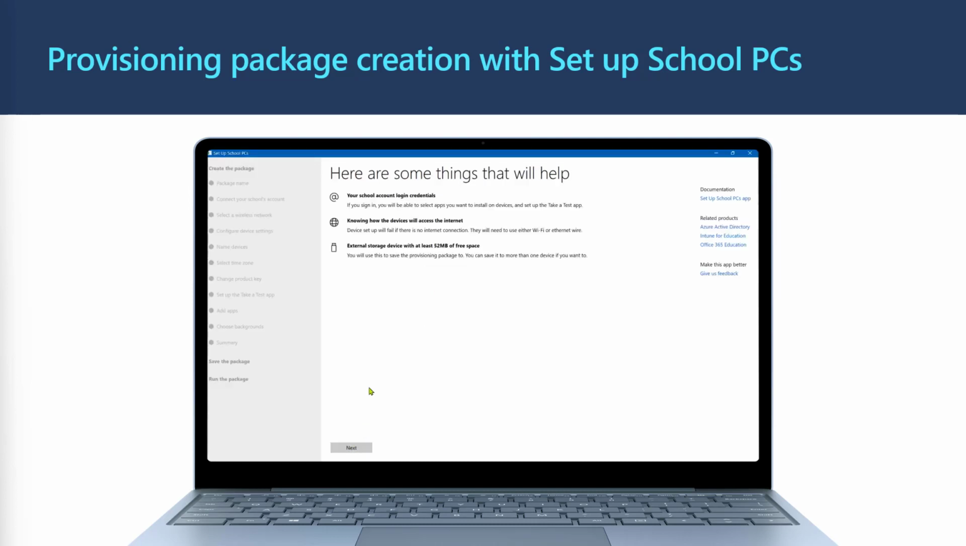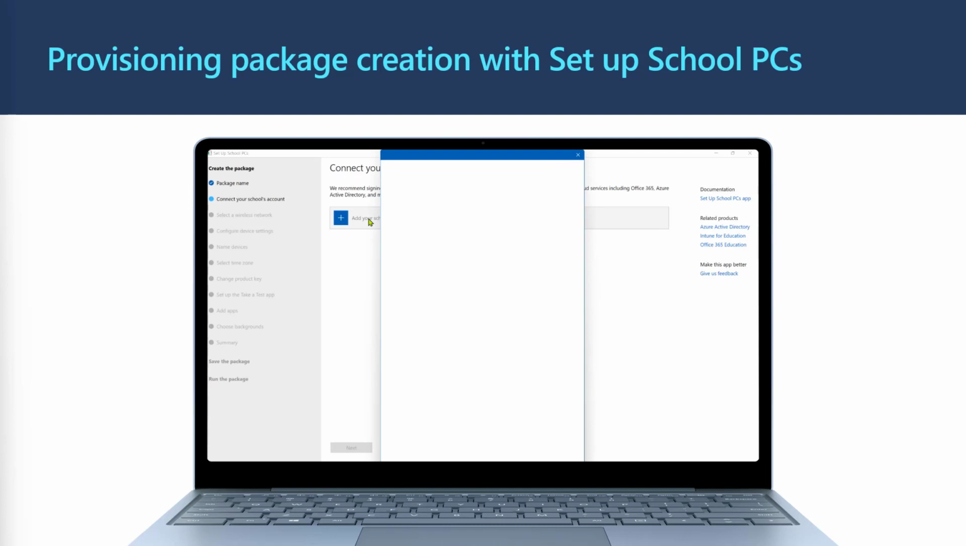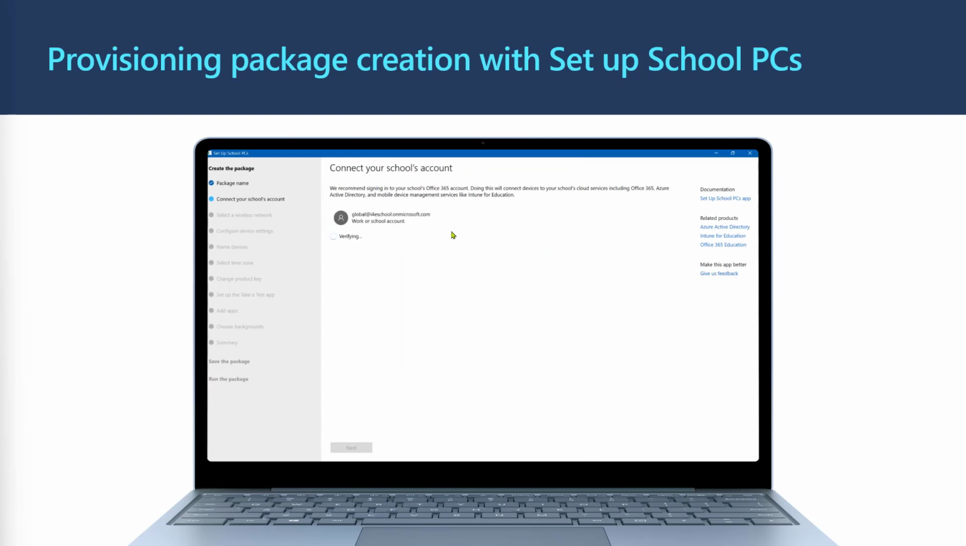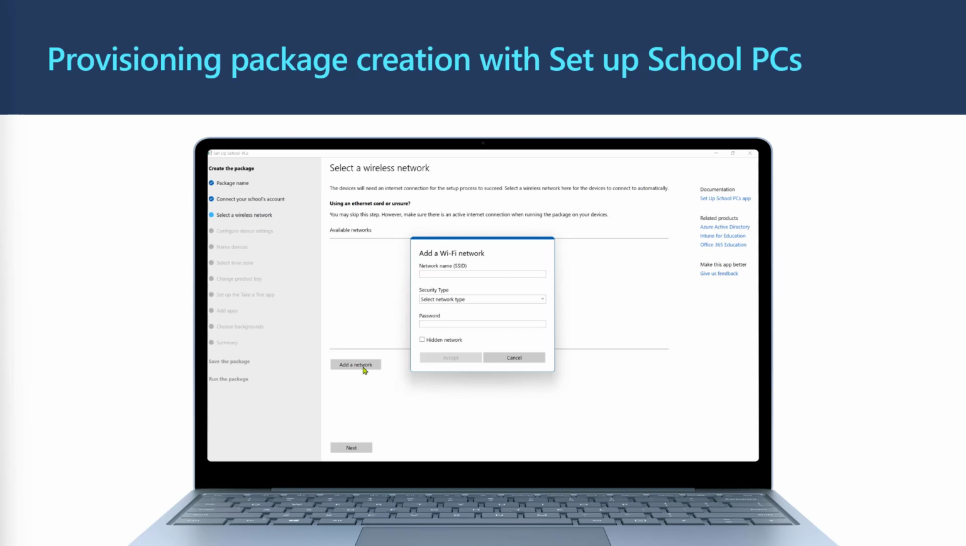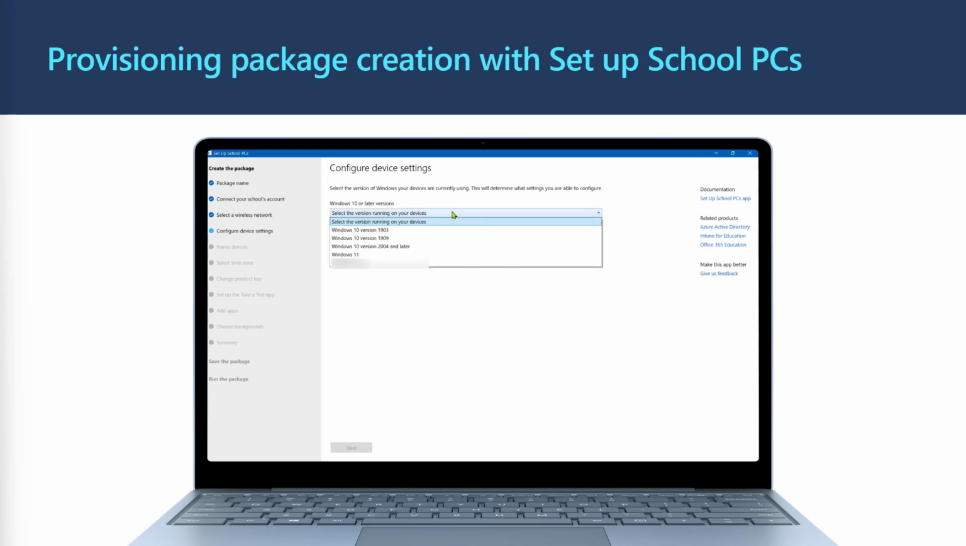Here we select Next. We can provide a name for the provisioning package, and then we can sign in with an Azure Active Directory account so that a bulk token can be created in this tenant. After authenticating, we can select Next. We can then add a Wi-Fi network, accept, and select Next. We select which version of Windows we want to provision.